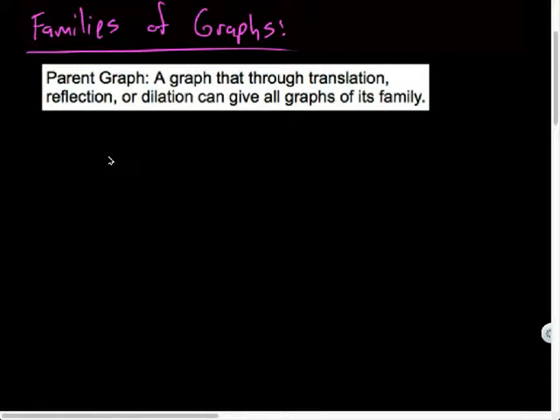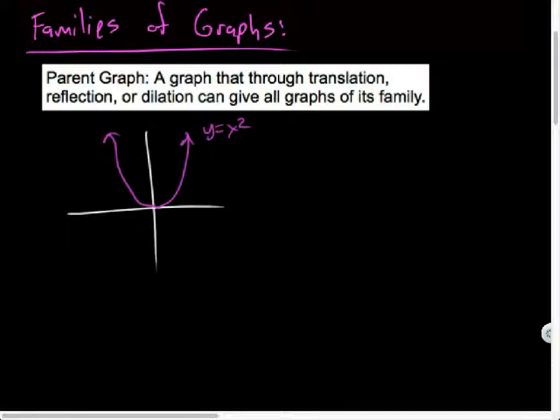And a parent graph is a graph that through translation, reflection, or dilation can give all the graphs of its family. So essentially this is the general idea. I guess I'll explain this concept. A parent graph for all parabolas would be the y equals x squared graph, right? So here's y equals x squared.